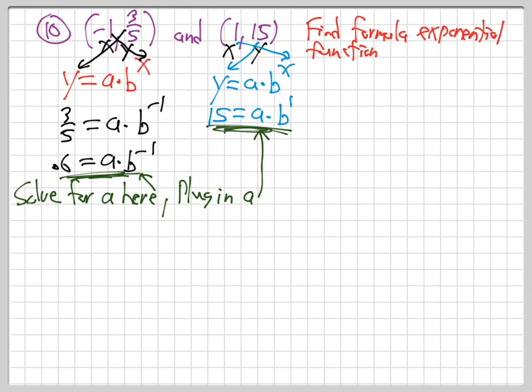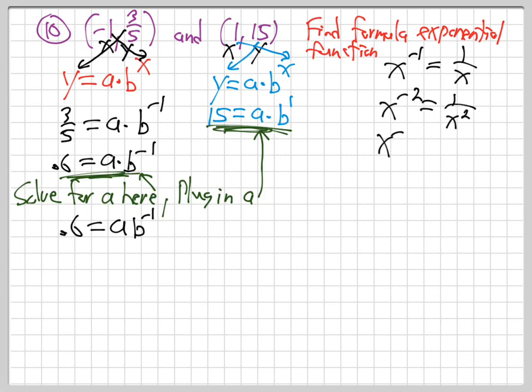So let me come on down here. We have 0.6 equals a b to the minus 1. Well, you have to remember an important fact. Any number, let's just call it x, x to the negative 1 is 1 over x. X to the negative 2 is 1 over x squared. X to the negative 3 is 1 over x cubed, etc.